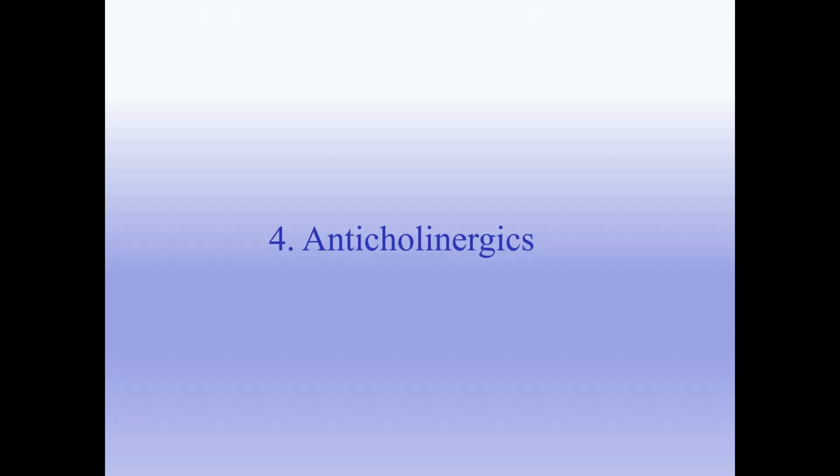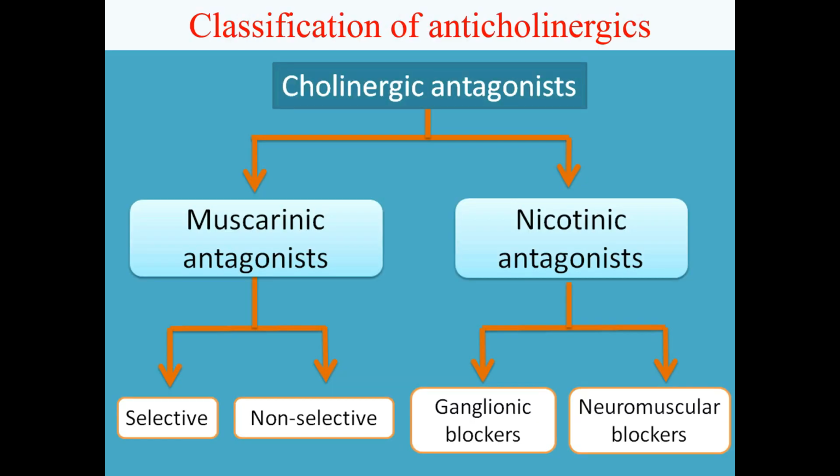And the last part of our lecture is anticholinergic drugs. Classification of anticholinergics. We may also call them cholinergic antagonists or cholinoblockers, depending on the type of receptors which they are blocking. They are divided into muscarinic antagonists and nicotinic antagonists. Muscarinic antagonists are subdivided into selective and non-selective. Nicotinic antagonists are subdivided into ganglionic blockers and neuromuscular blockers.